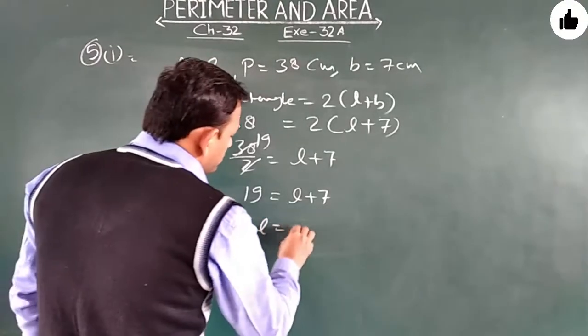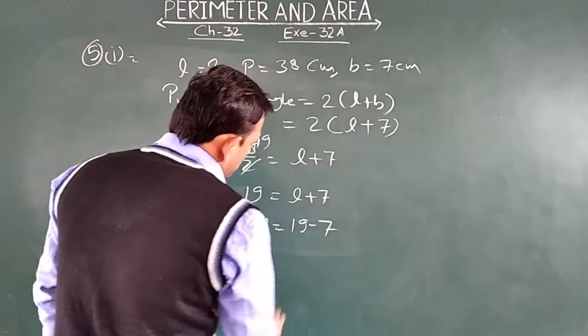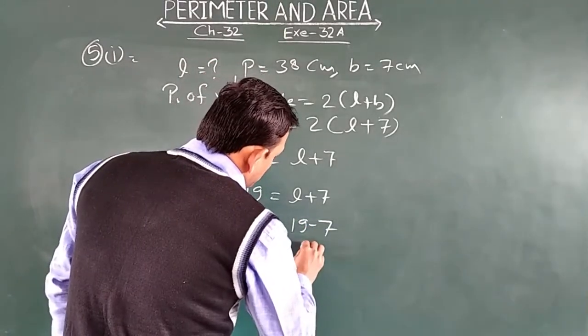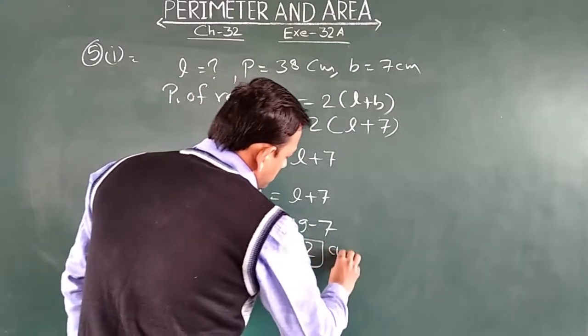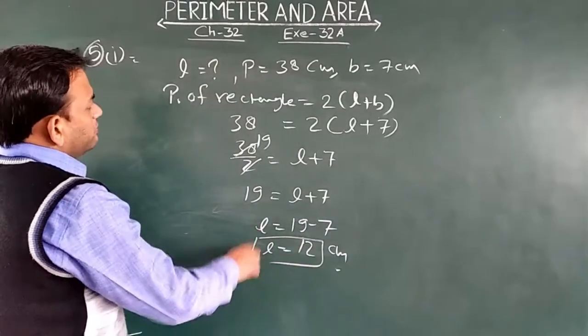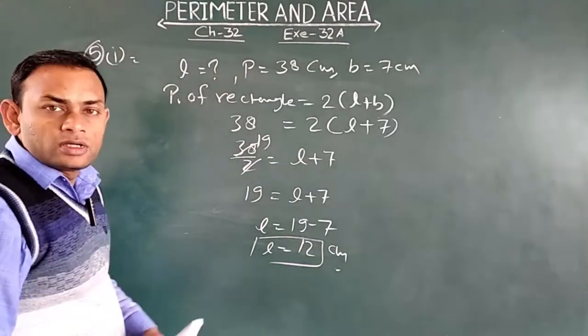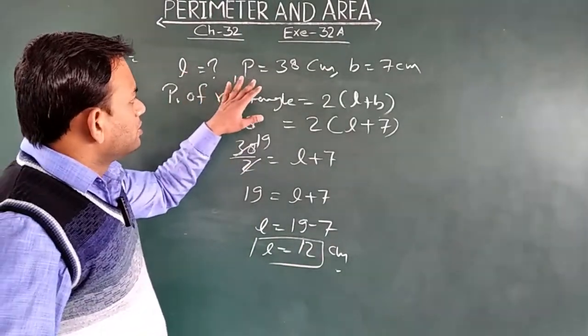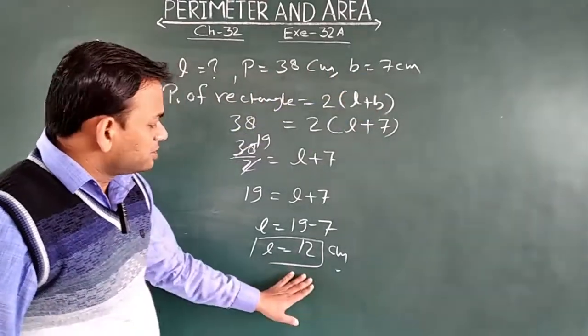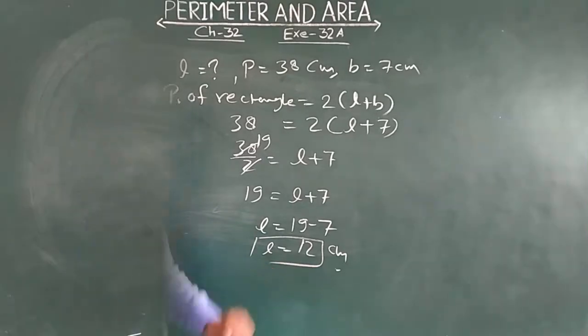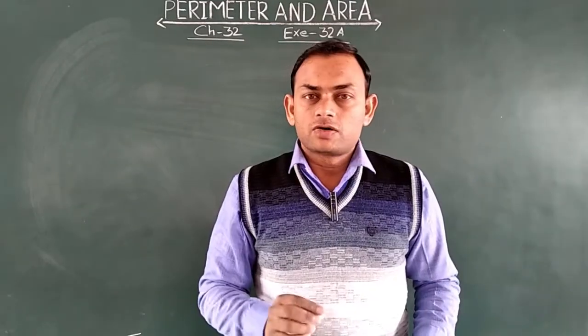Okay, so L is equal to 19 minus 7. So L is equal to, it will be what? 12 centimeter. So length will be 12 centimeter. The length of this rectangle whose perimeter is 38 and breadth is 7 will be 12 centimeter. Got it? After that, I am just going to tell you question number 6.